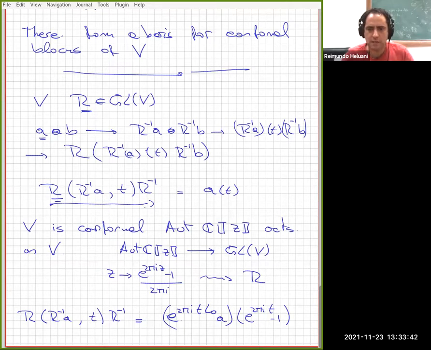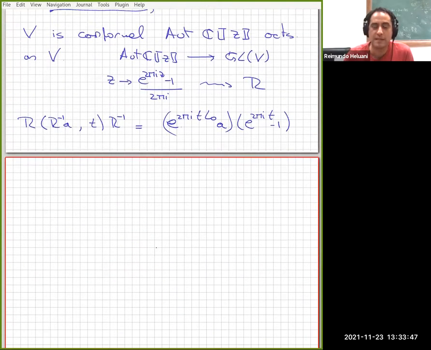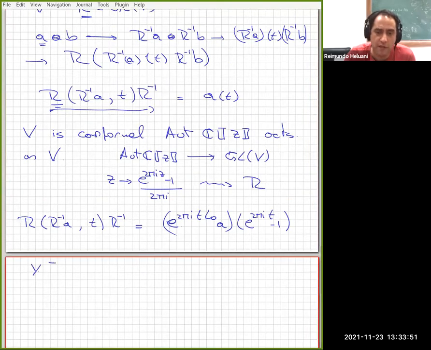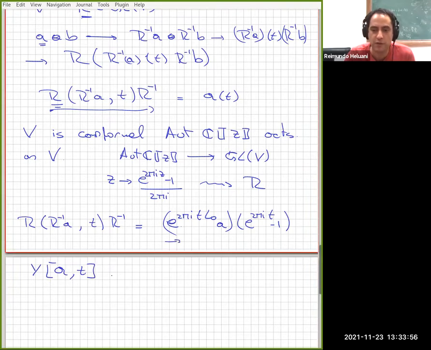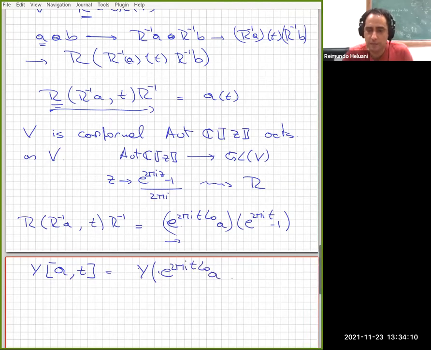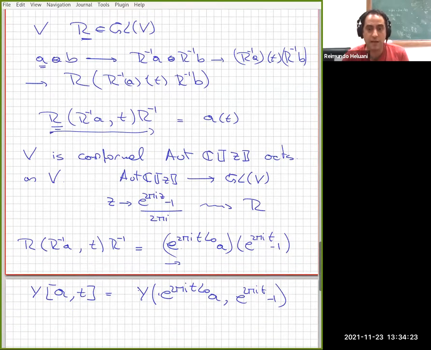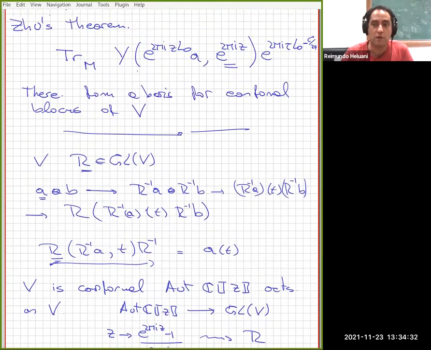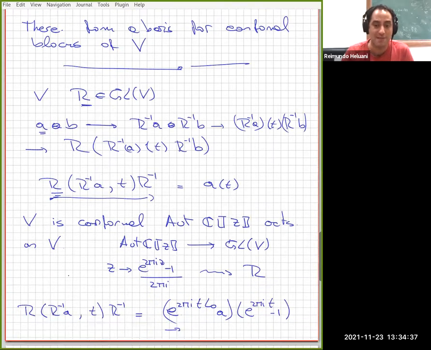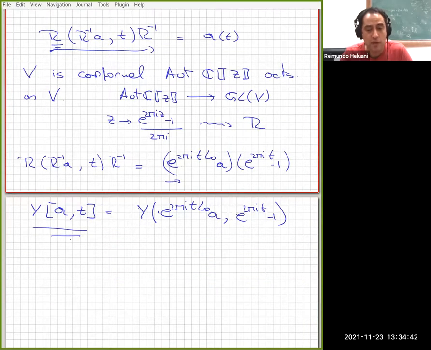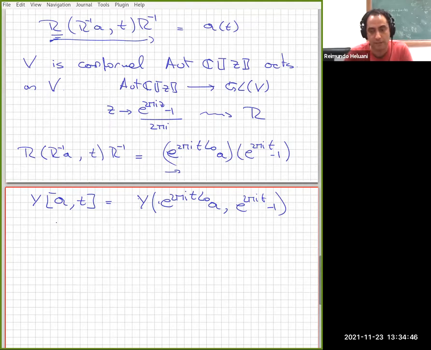Okay, so that's the new vertex operator structure. That's the observation of Zhu. That is fantastic. So he defines a new vertex operator structure where you use those vertex operators: Y of A, T is equal to Y of e to the 2 pi i T L naught acting on A, e to the 2 pi i T minus 1. And well, this is a vertex algebra structure that is isomorphic to V. The isomorphism is this R that corresponds to the exponential change of coordinates. And those traces are conformal blocks, not for V with the usual vertex operator structure, but for V with this vertex operator structure. And that's the full theorem of Zhu in the case where V is C2 cofinite and rational.